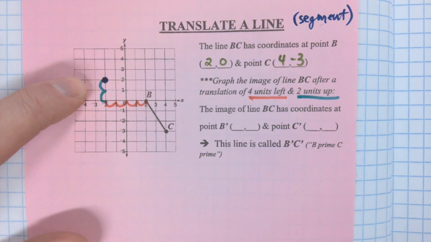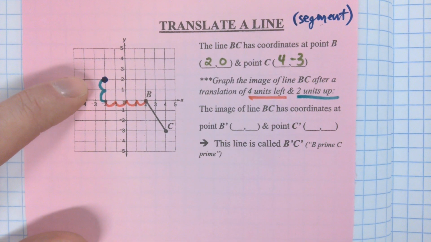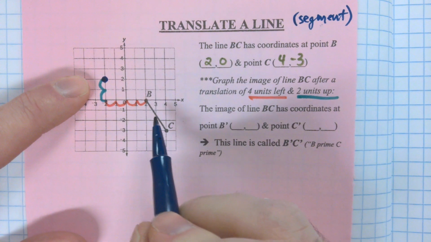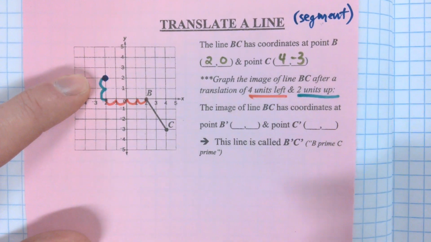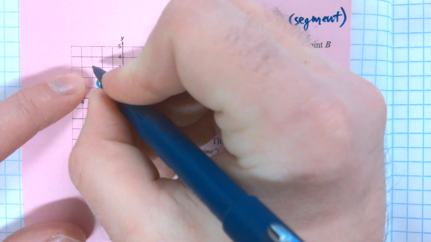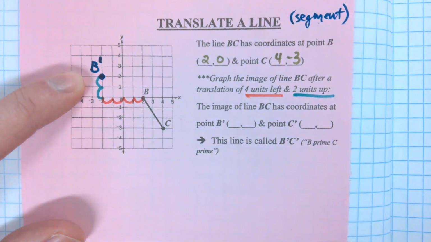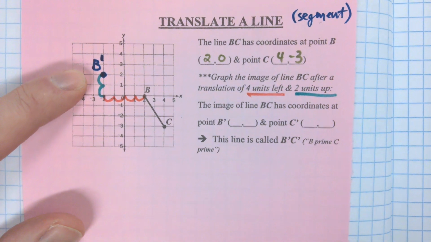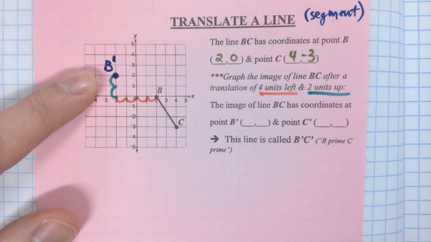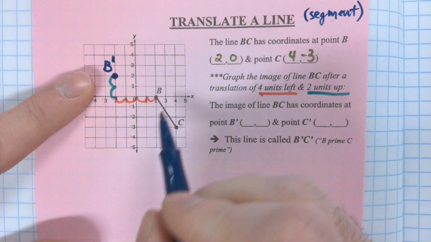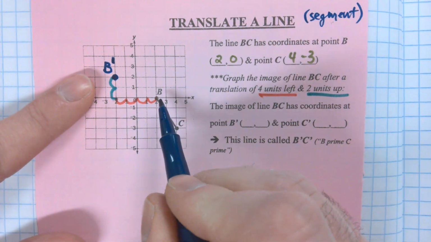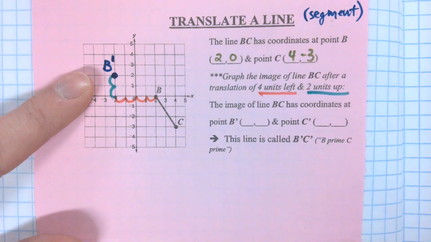What can we label this point as? A? Not quite. We started out as B. What's it going to be now? It's going to be B prime. There you go. It's going to take us a while. It's all right. We're starting out with something new, so it's a little weird. We started out at B. We ended up at B prime.